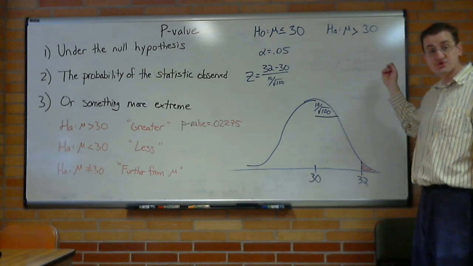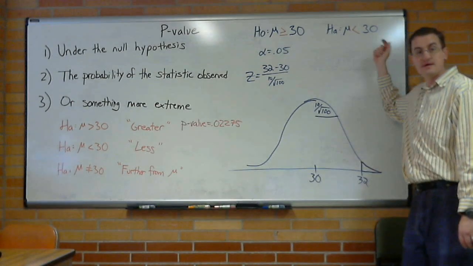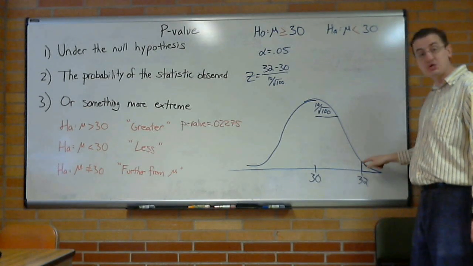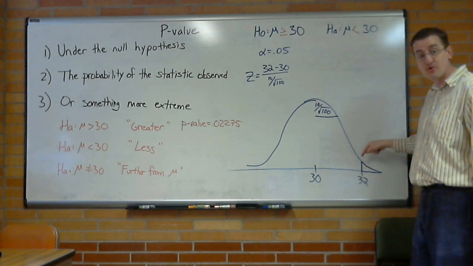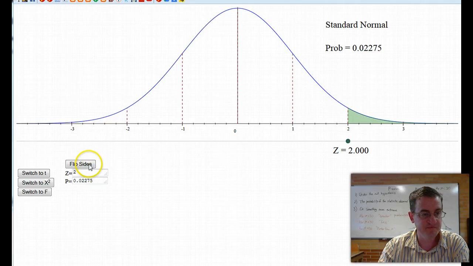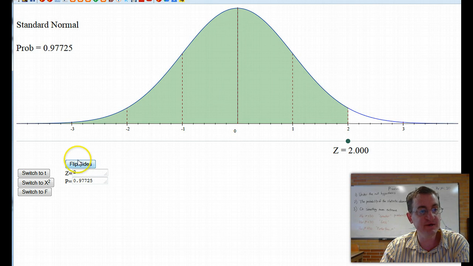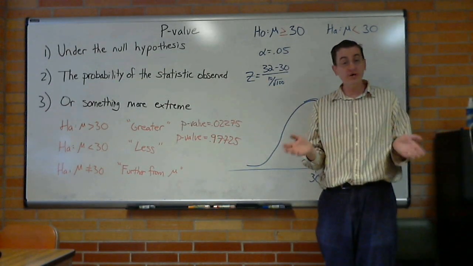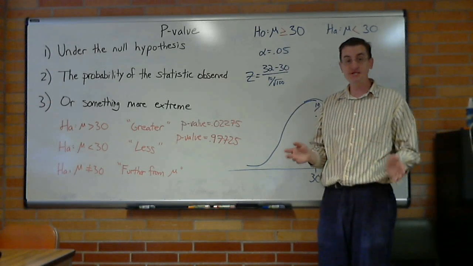Let's change our alternative like this. Now, we want the area to the left. So instead of saying, what's the probability of getting 32 or more, I'm going to say, what's the probability of getting 32 or less? Which means I need to flip my side here, and there's my p-value now, 0.97725. My p-value completely changed because the question I was asking completely changed.